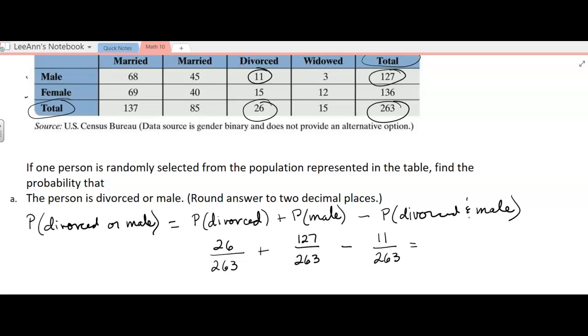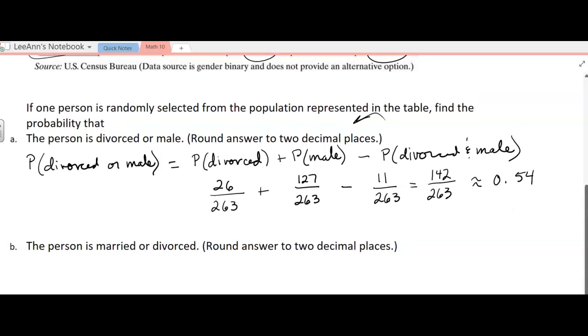And then we're going to do this on our calculator. We're going to say 26 plus 127 minus 11, and that's 142 out of the 263. Again, this is in millions. So we want a decimal because it says round to 2 decimal places. So divided by 263, I'm getting approximately 0.54. So the probability is kind of in the middle, about half, a little bit more than half, divorced or male.